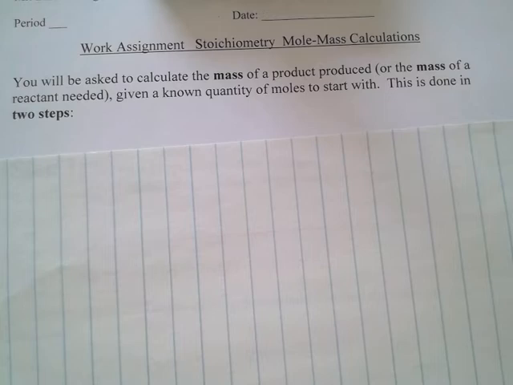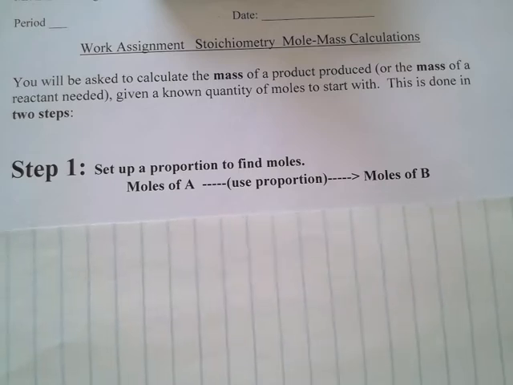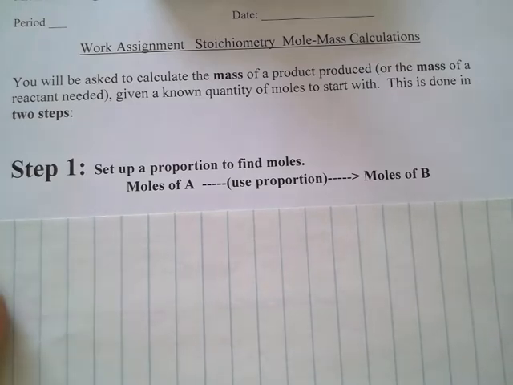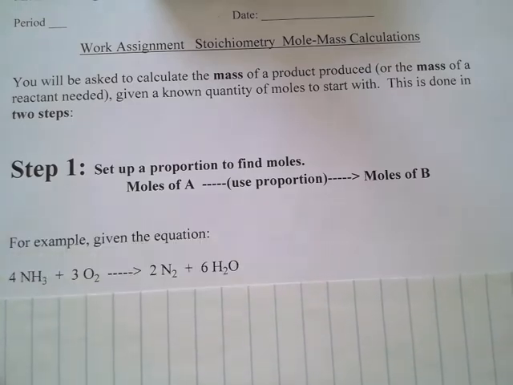So the first step is the exact same thing as we did in the previous video for mole to mole stoichiometry, which is using moles of one thing, you're going to set up a proportion to find moles of what you really want. So let's once again use an example. 4 moles of NH3 plus 3 moles of O2 will yield 2 moles of nitrogen and 6 moles of water.